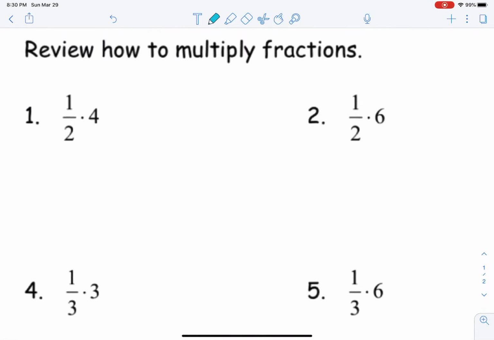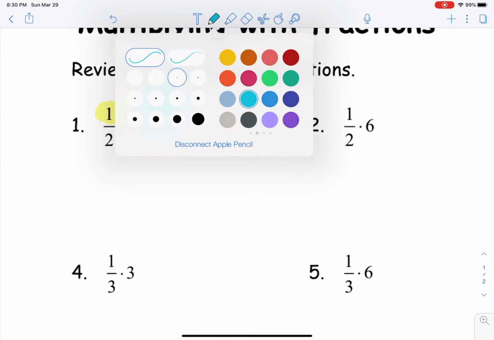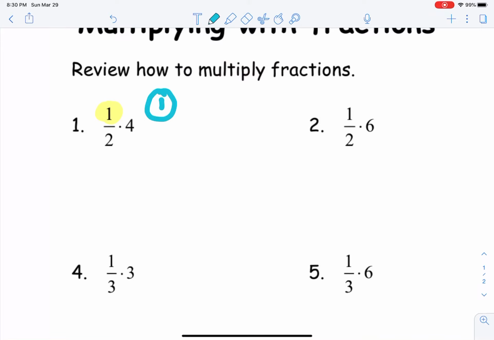If we look here at example number 1, our numerator is this 1. So our first way of doing it, I'm just going to go ahead and circle our first way. I'm going to multiply by our numerator, so 1 times 4, and then divide by our denominator. So 1 times 4 is 4, divide that by 2, because that is our denominator. So 4 divided by 2 gives me 2.